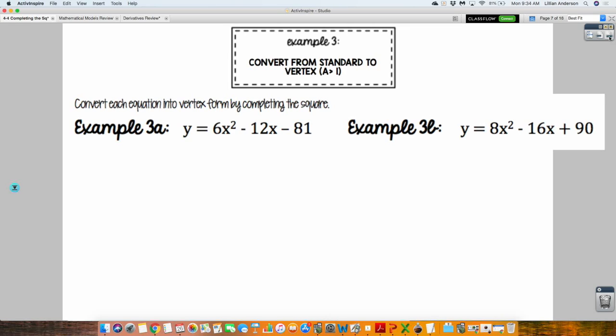The first thing you have to do is factor out the a from the first 2 terms. So factor out the a. Not divide, because remember the a in standard form is the same a as when you're in vertex form. So I can't get rid of it. So if I factor out the a, which is 6, from the first 2 terms only, what am I left with when I factor out 6 from the first 2 terms?